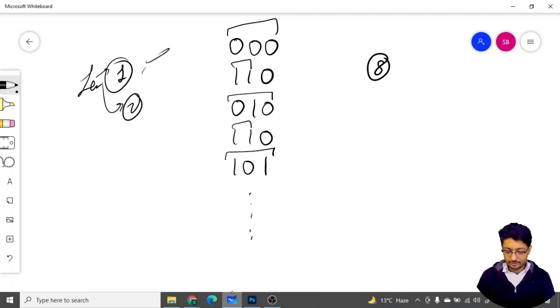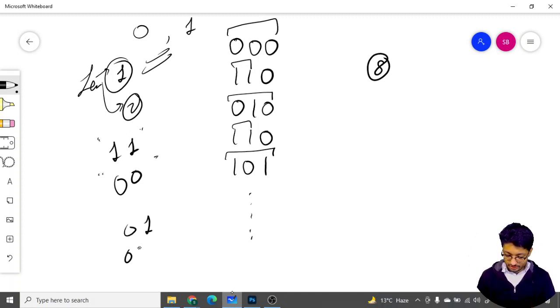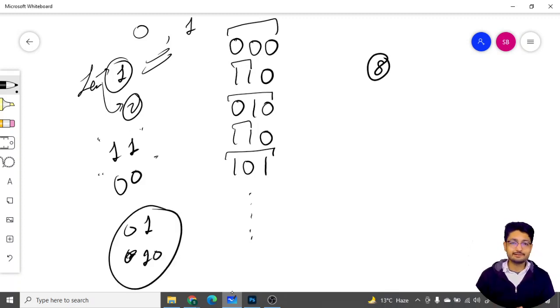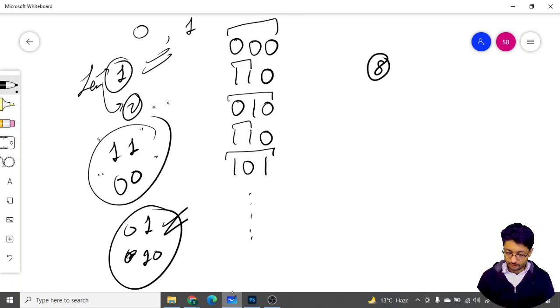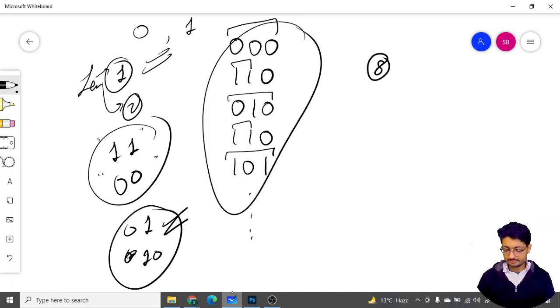Now for length 1 it always works, because it is either 0 or 1. The answer is obviously yes. For length 2, if the string is 1 1 or 0 0, then obviously it is a palindrome. But if it is 0 1 or 1 0, then it is not a palindrome. So for that the answer is yes. For this the answer is no. For any length greater than or equal to 3, the answer is no, and for length equal to 1 it is yes. That's the overall set of cases.